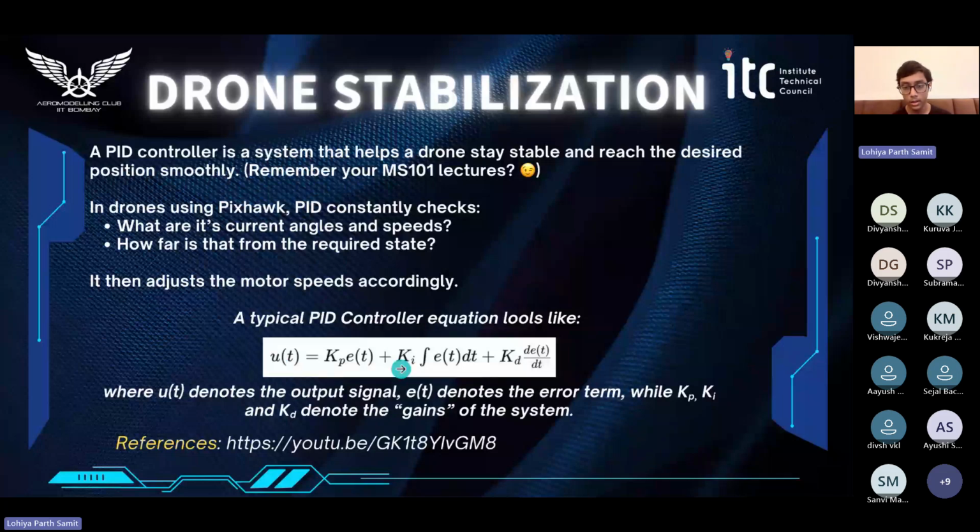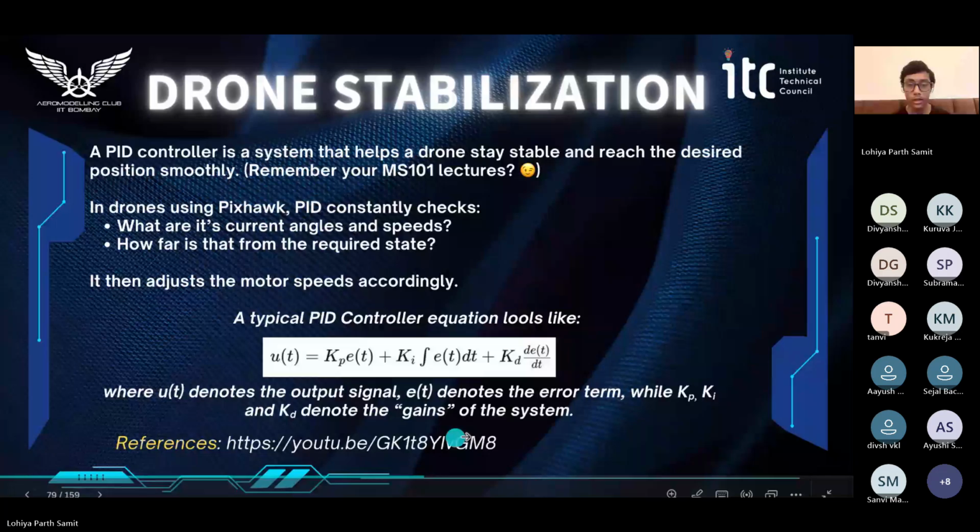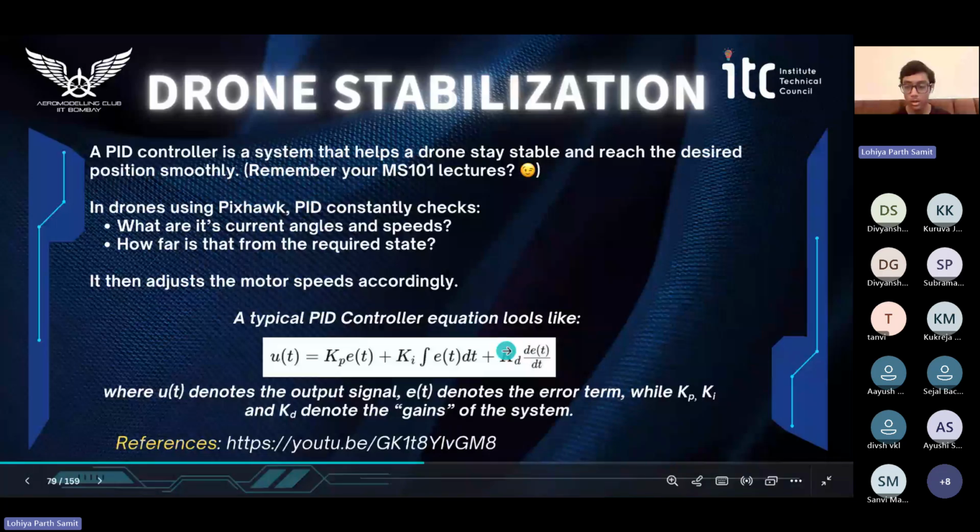K_I integral e(t) dt plus K_D times the derivative of e(t), where u(t) denotes the output signal, e(t) denotes the error term, while K_P, K_I, and K_D denote the gains for the system. That is the proportional, integral, and derivative gains. I also have attached a reference video if you all want to see further. And to learn about this more, I have a small example for you all.